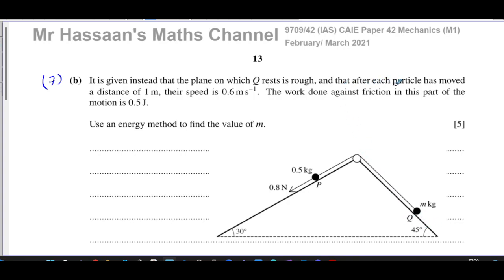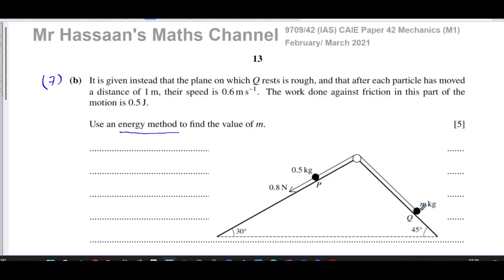After each particle has moved a distance of 1.1 meter, their speed is now 0.6 meters per second. The work done against friction in this part of the motion is 0.5 joules. Use an energy method to find the value of M. So in this case, M is unknown. In the last part of the question, M was 0.3 kilograms, and it was a smooth plane.